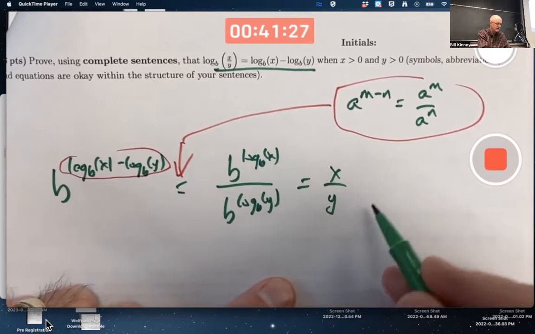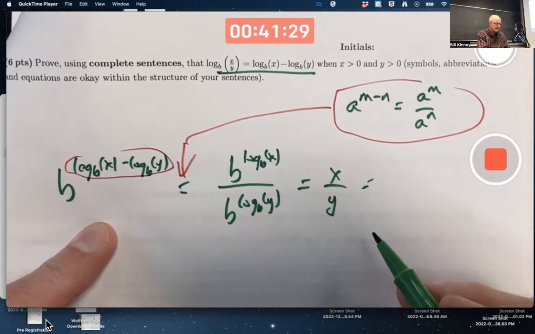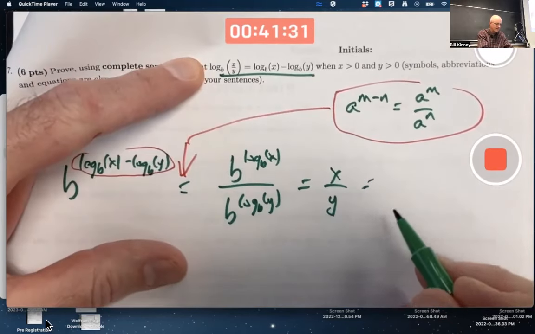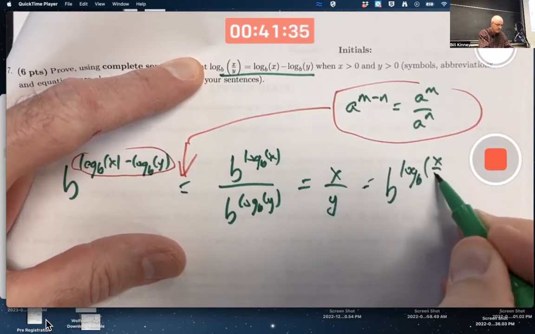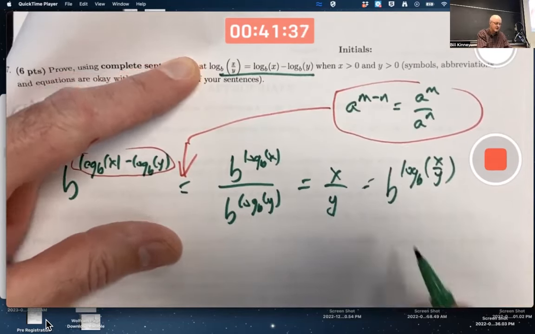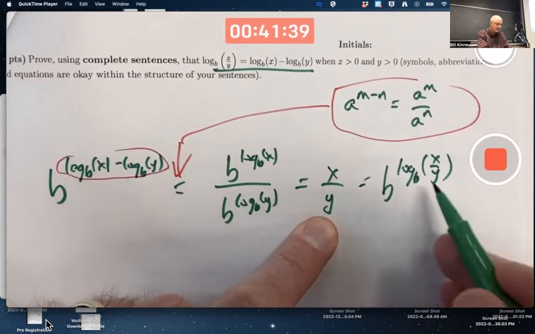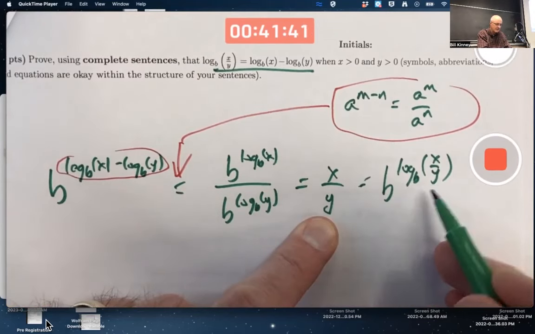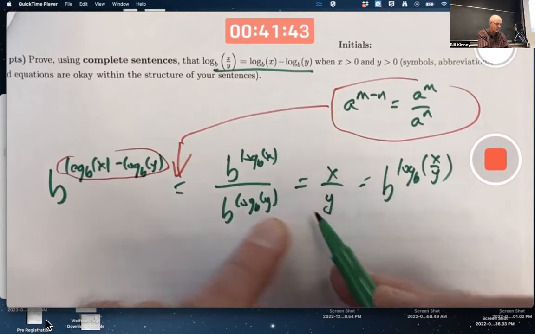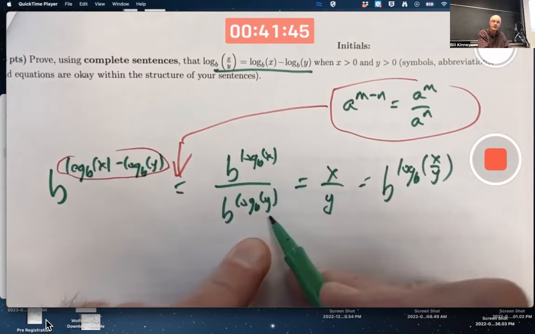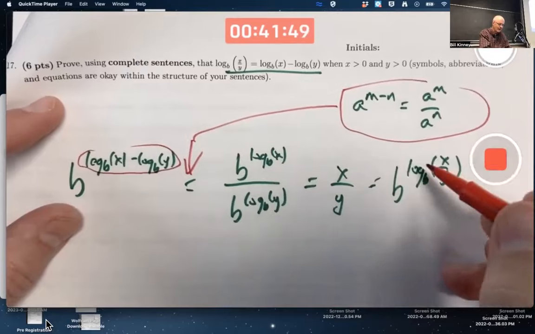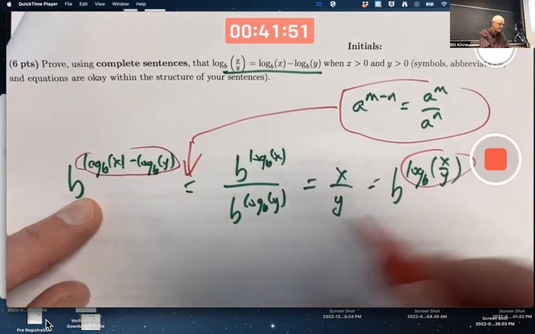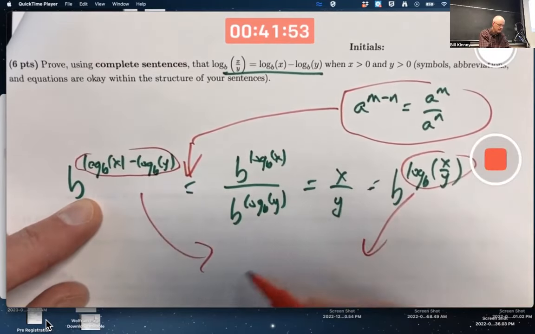And this is just a number. What was I trying to do? I was trying to show that this is the same as b to this thing. But that's just the definition of a log as well. This is just a number. If I raise b to the log base b of that number, it gives you that number. Same reason as this giving you that and this giving you that. And that does it. I've got b to this power equaling b to this power, therefore the powers must be equal.